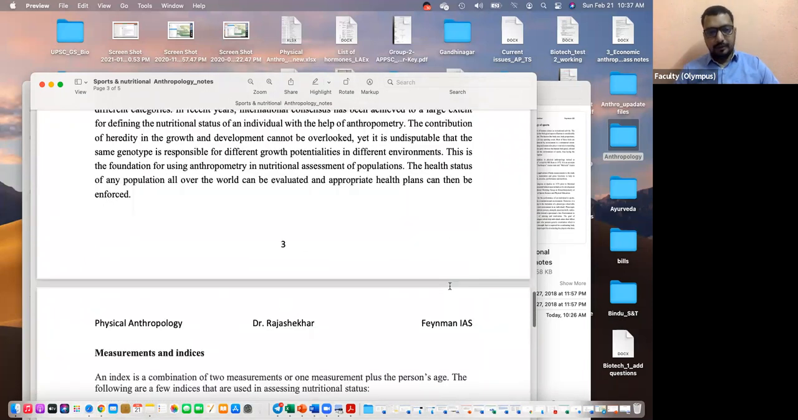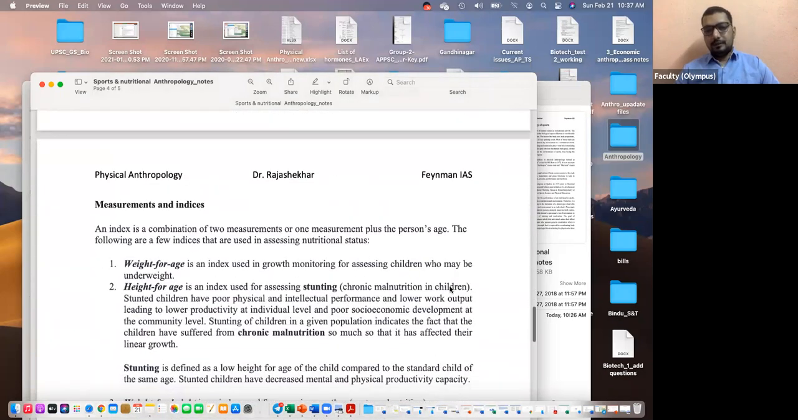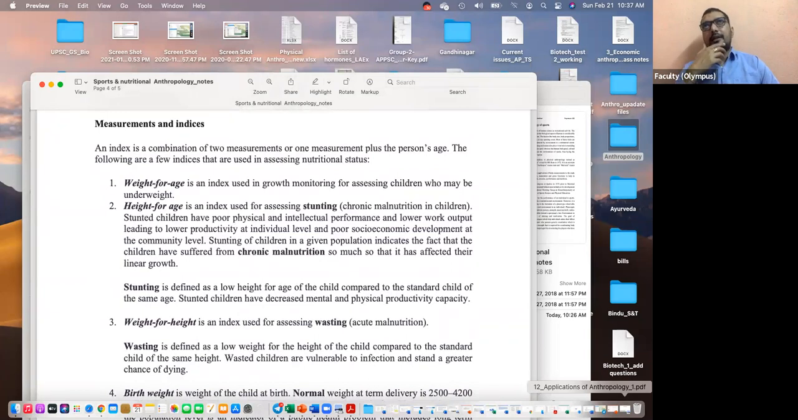I'm going to provide you a brief idea on what type of measurements and indices we can take. Also, I remember in the 1990s, WHO had conducted a study on this. There was a conference supported by WHO, where people talked about different measurements that they can take to see the nutritional output.